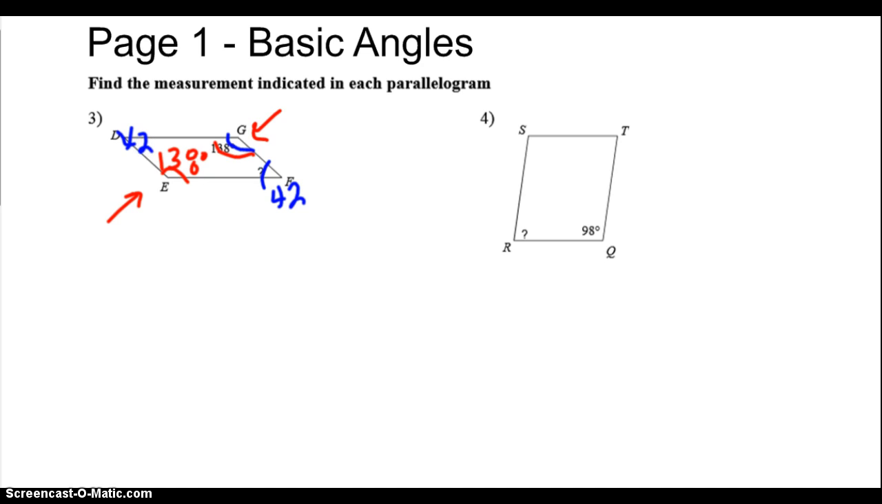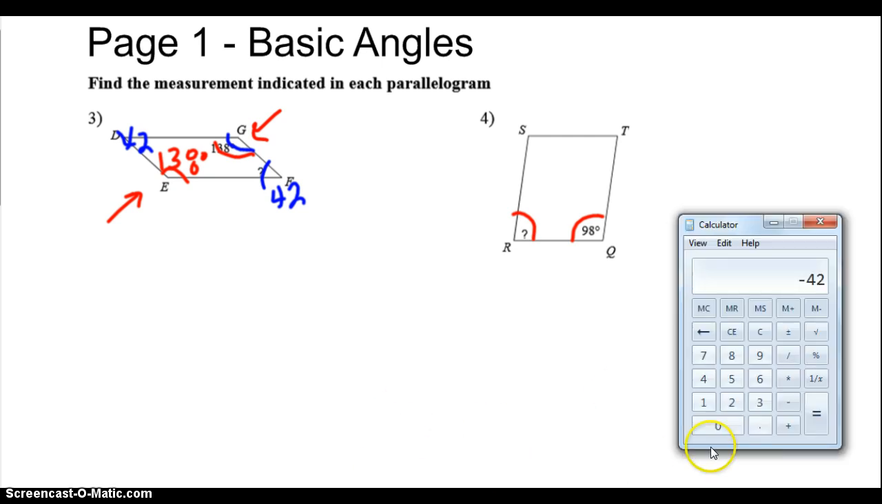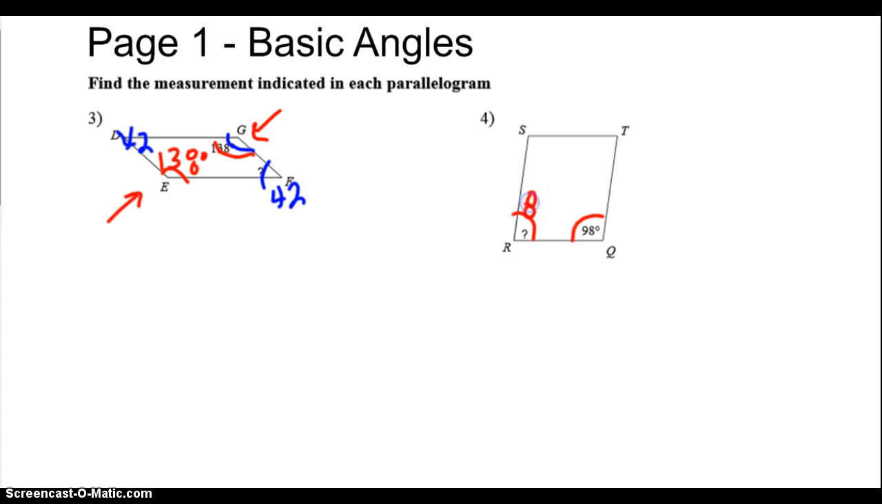Over here, if this angle is 98 degrees, then what would we do to figure out this angle? Well, we would just take our calculator and do 180 minus 98. That would be 82. This angle would be 98. This would be 82. Okay, good.